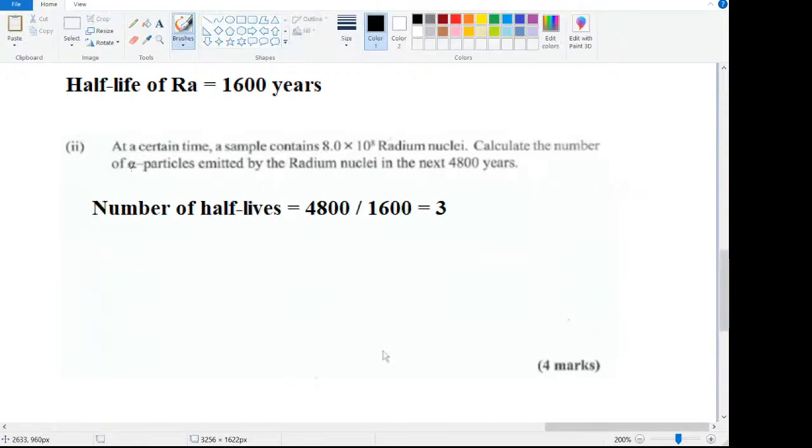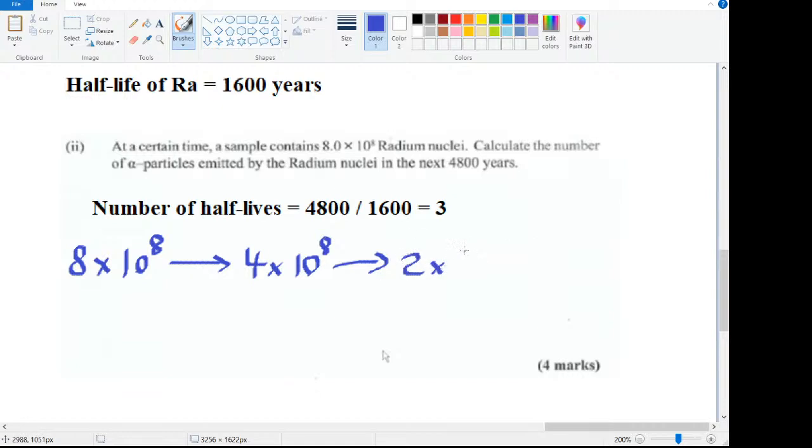So we're working out for 3 half-lives, and that's 8 by 10 to the power 8, 4 by 10 to the power 8. Right, that's just one half-life. 2 by 10 to the power 8. And the last one will be 1 by 10 to the power 8. So remember this with half-life.